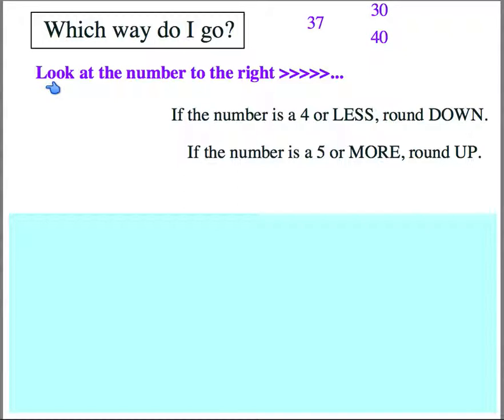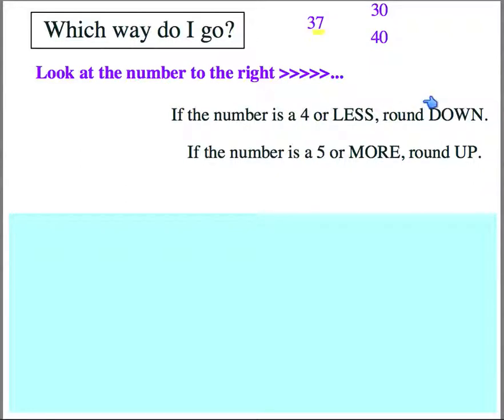This is how we do it. We look at the number to the right. Since this is the tens place, we're going to round this number. So the way that we change that is to look at the number to the right of it. This is a 7. That's an important number when you're rounding. Even though we're changing the 3 to a 3 or a 4, the number that's going to make the difference is the 7. So here are the rules.